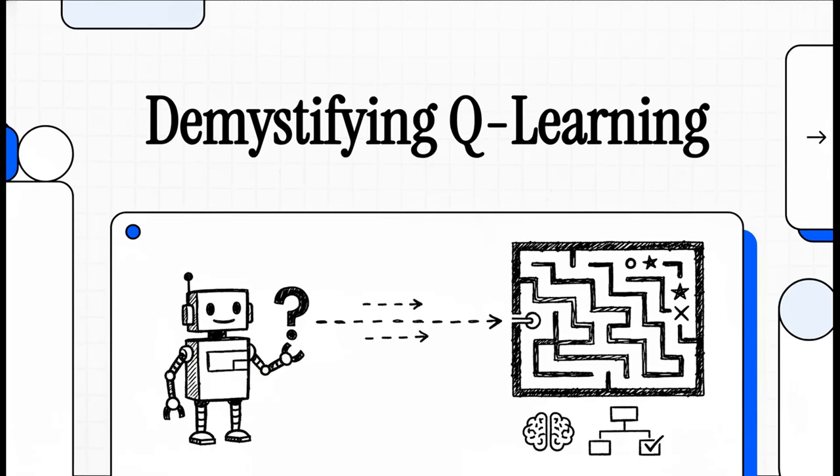Hey everyone, and welcome. Today, we're diving deep into one of the coolest concepts in artificial intelligence, Q-learning. You've probably heard of it, and it's this incredibly powerful idea that lets machines figure things out all on their own through pure trial and error.